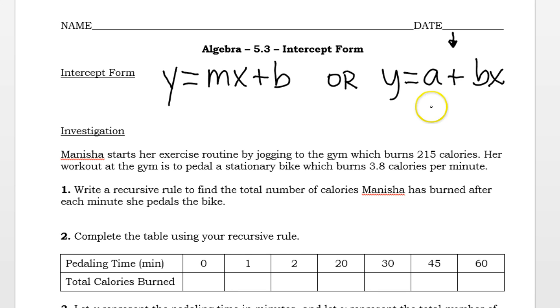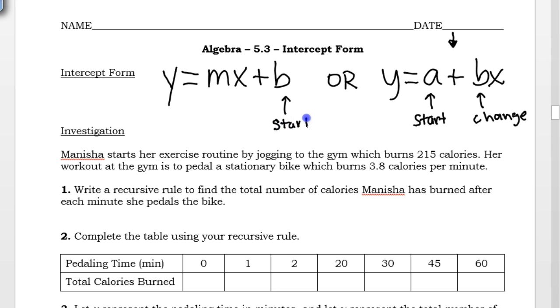In the a plus bx form, whatever your start is goes in for a, and whatever your change is goes in for b. If we want to use the other form, it's the same thing, it's just kind of backwards. Whatever your start is goes in for b, and whatever your change is goes in for m. Sometimes we call the start the y-intercept, sometimes we call the change the slope. We will actually start using those specific terms with more frequency in later sections.